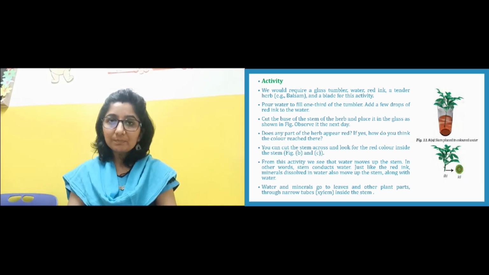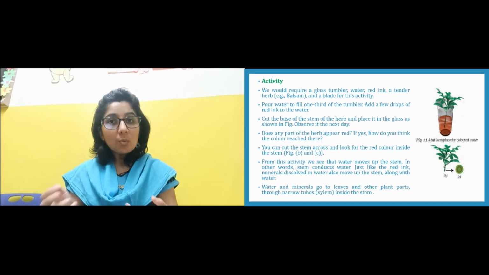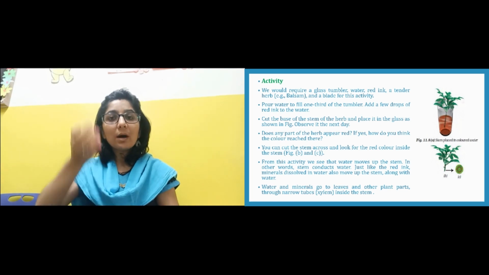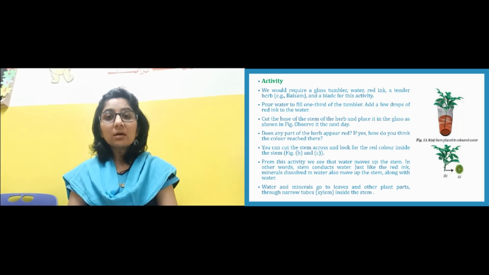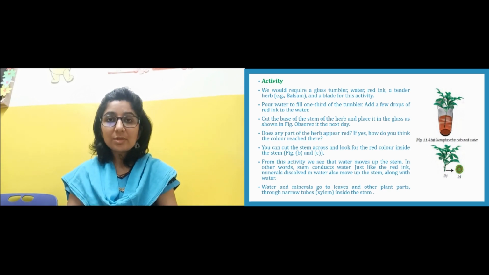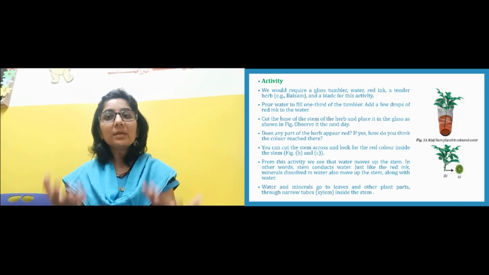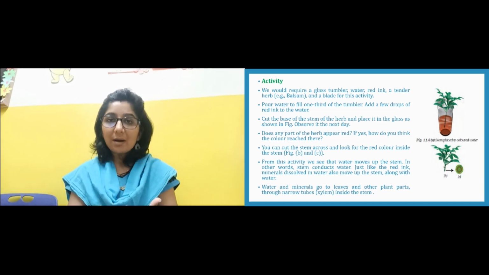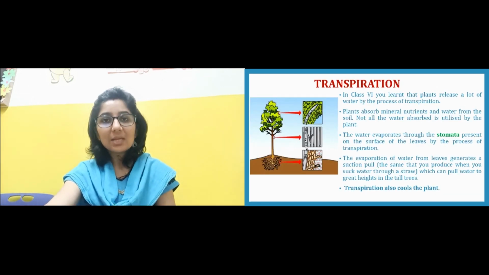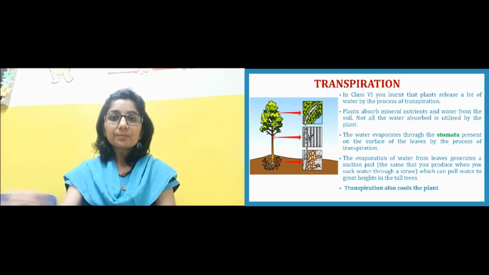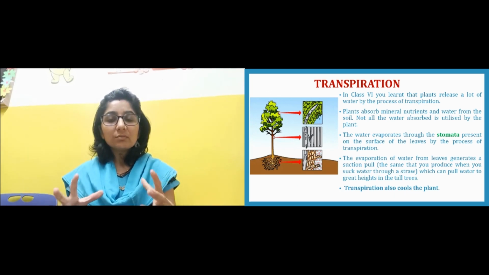Those are xylem, through which the water is taken upside into that plant. The same thing happens in all the plants. The xylem carries the water from the root to above the plant, till every tip of the plant. Okay, so this is what we can learn from this activity. And of course the minerals dissolved in water, the water and minerals go to the leaves and other parts of the plant through the narrow tubes called xylem, which is present inside the stem. Okay, this is all about the transportation.